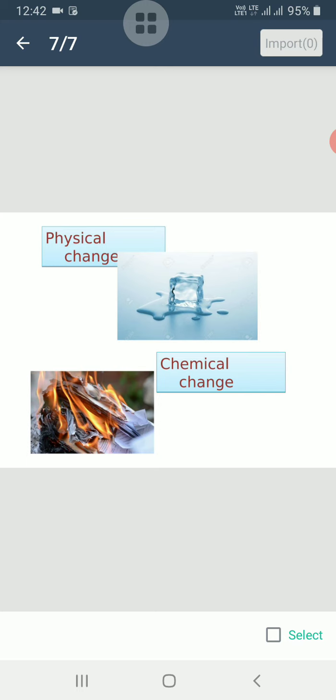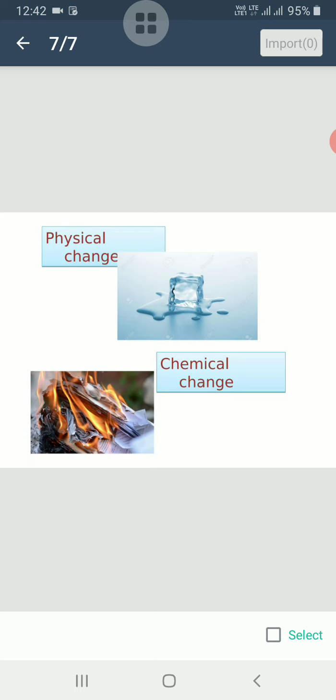When we stretch a rubber band, its size and shape change, but when we release it, it retains its original shape. So these are examples of physical change.